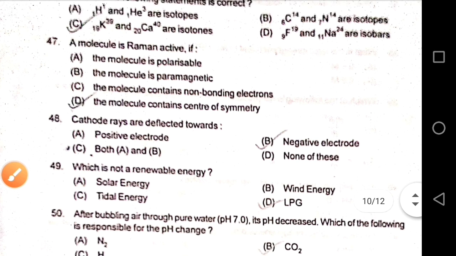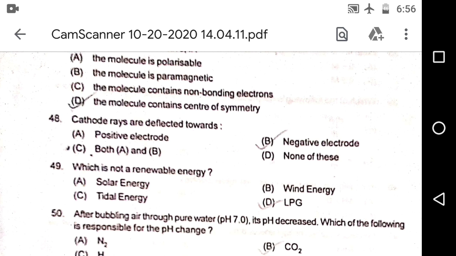Next, 48. Cathode rays are deflected towards. Okay, you know the cathode rays are a beam of fast moving electrons, which deflect toward the positively charged plates. So the correct answer will be positive electrode, not negative electrode, positive electrode.